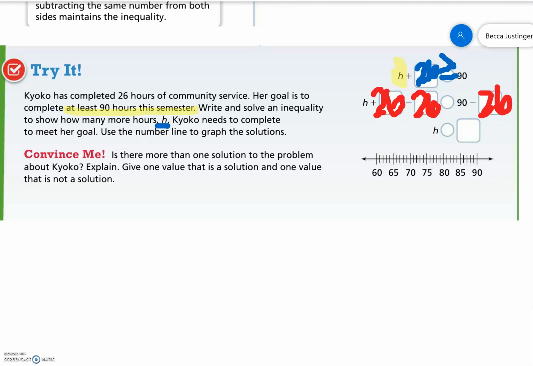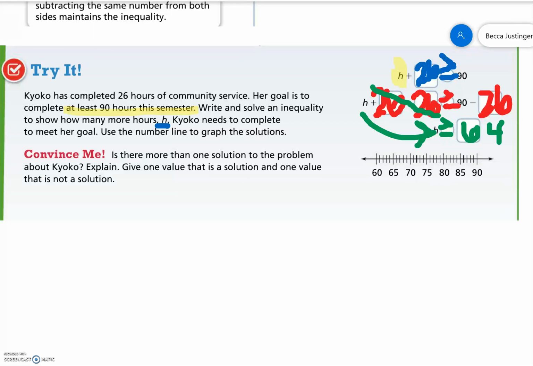Whatever you do to one side, you do to the other. We'll bring down our inequality symbol. These 26s will cancel out. Bring down the H, bring down the inequality. 90 minus 26, 64.